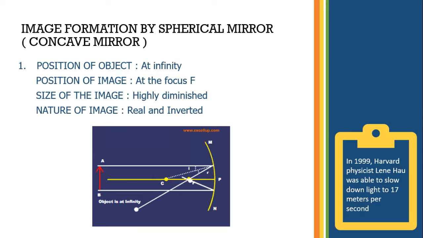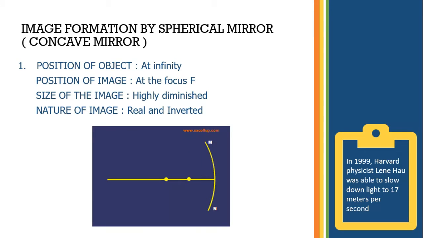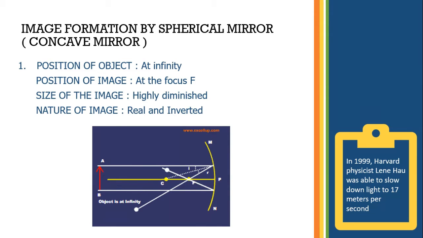So now, first, the position of object is at infinity. Infinity means at infinite distance, which we can't measure, right? For example, the ray of light coming from the sun. It is coming from infinity. Yes, we can measure that, but we don't know exact measurement. So we consider it at infinity. So the image formation will be at focus. You can see in the image that the object is coming from infinity and the image is forming at F.